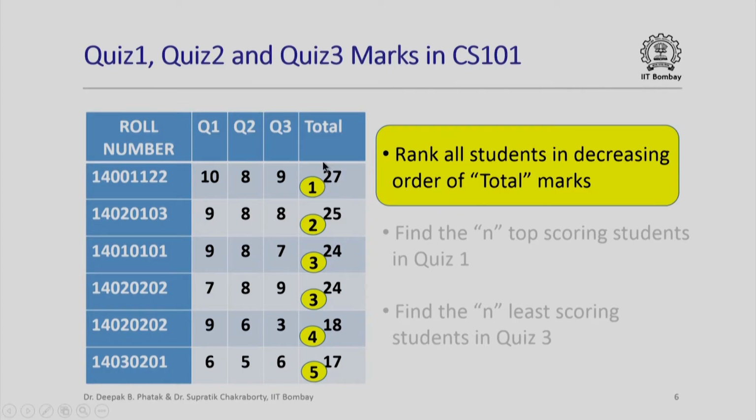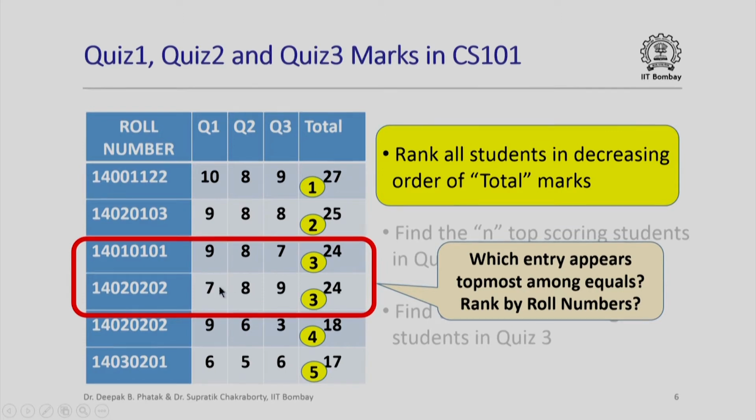Note that once I have ranked the students by total marks, it is not necessarily the case that they have been ranked by quiz 3 marks, or it is not necessarily the case that they have been ranked by quiz 1 marks. For example, here this appears before this, so it is certainly not ranked in decreasing order of quiz 3 marks.